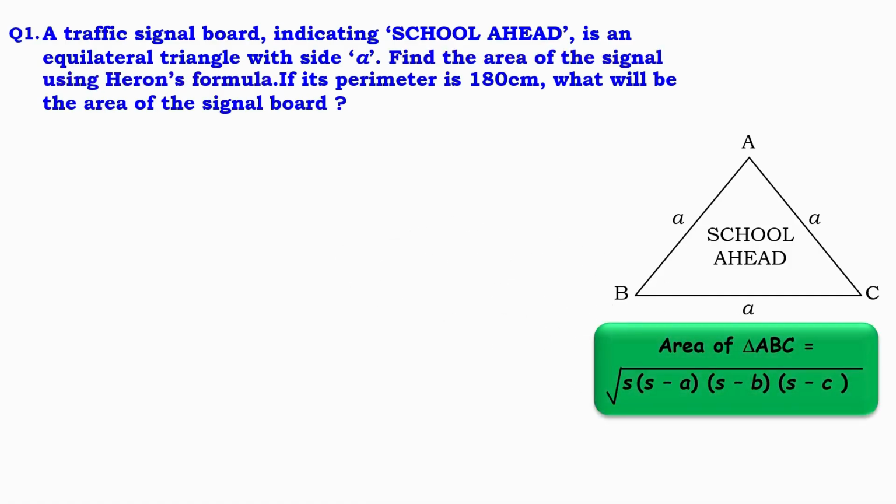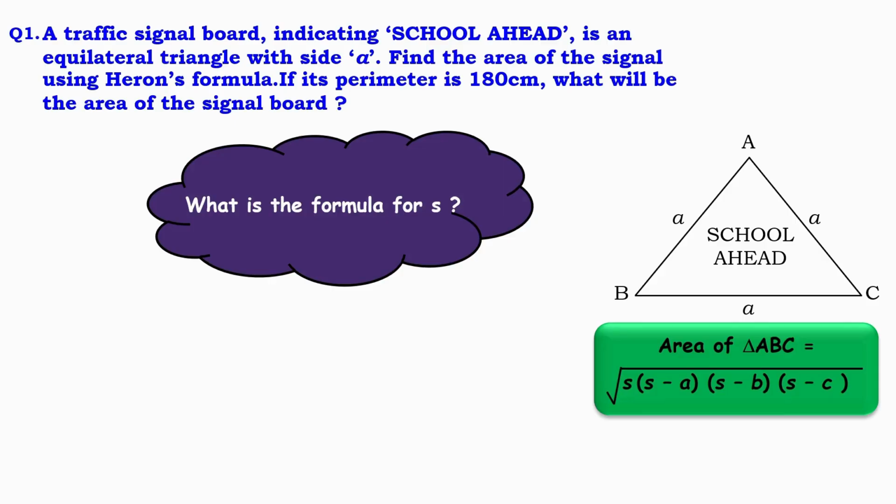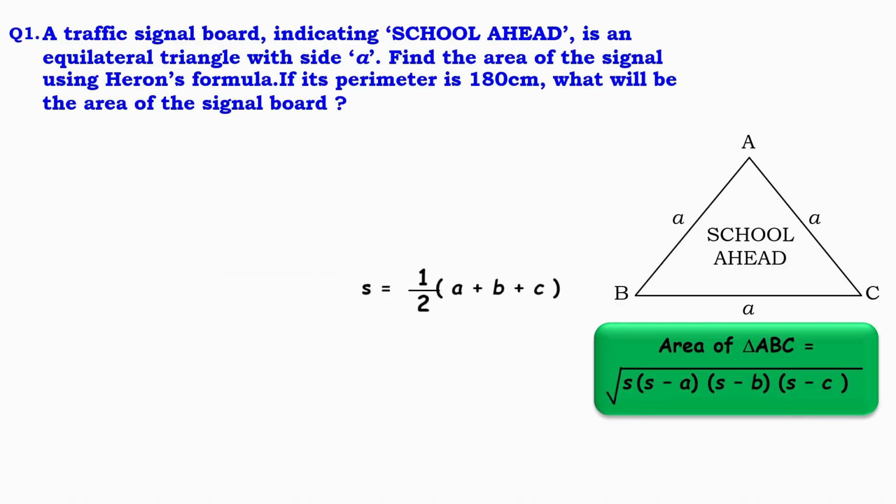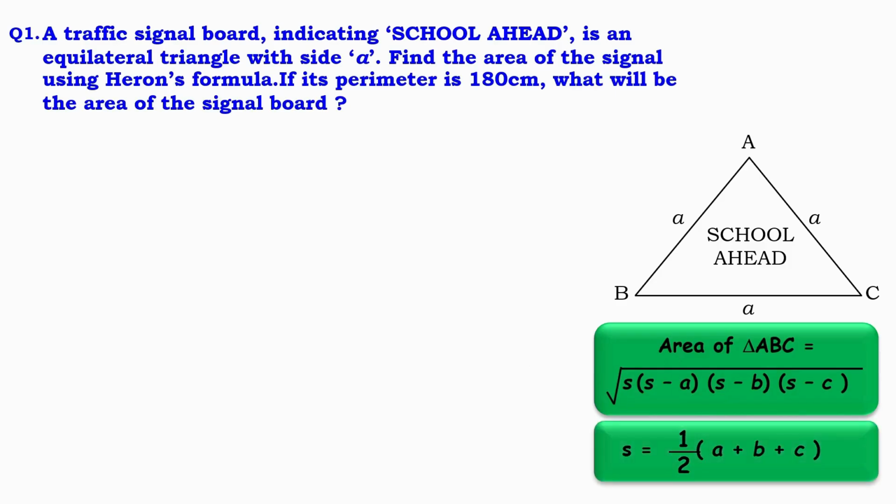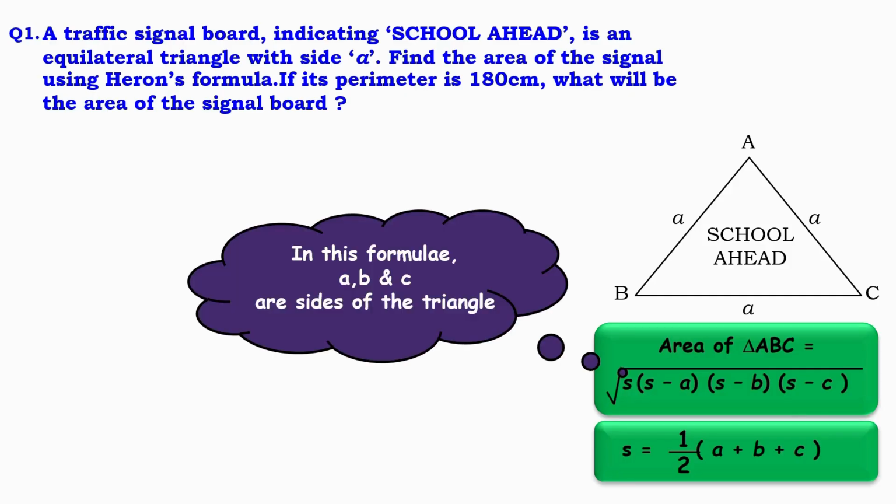So let us keep it over there. Now what is the formula for s? s is the semi-perimeter, that is half of a plus b plus c. So let us also keep it aside. These two things are the important part to solve this problem. Now in this formula, a, b and c are the sides of the triangle, which we already know.